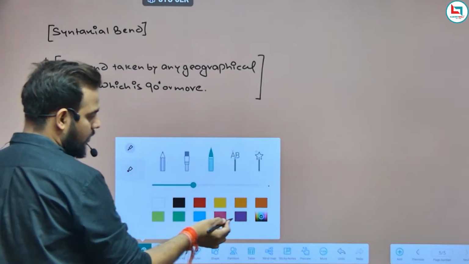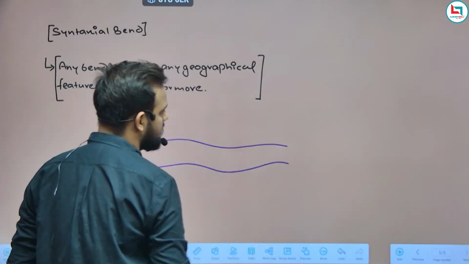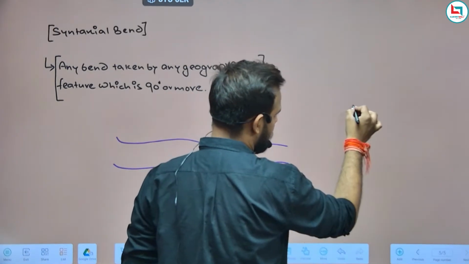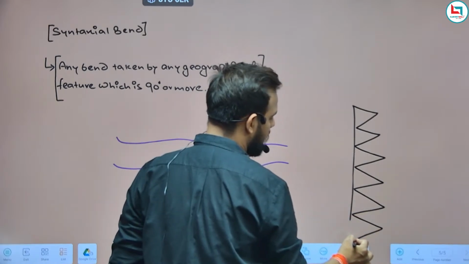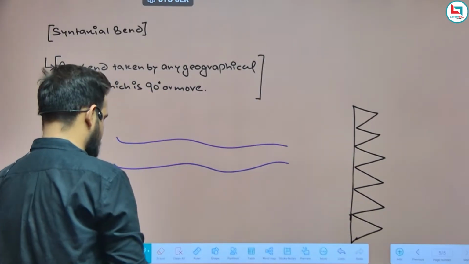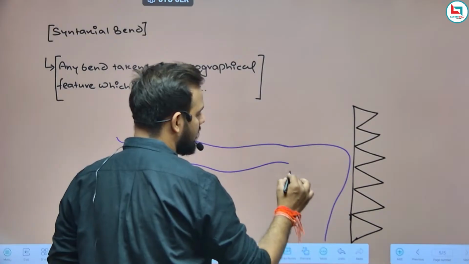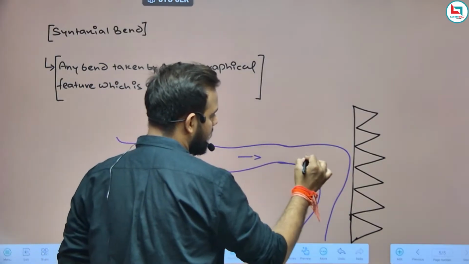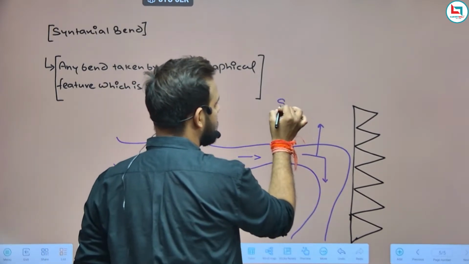Now guys, suppose this is the course of the river. The river is flowing in this direction, and suddenly the river sees that in between its course a mountain range is there. It is not possible for the river to surpass or cross this mountain range. So the river will change its course, and there will be a sudden 90 degree bend in the course of the river, and this 90 degree bend is known as the syntaxial bend. This sharp turn in the course of the river is known as the syntaxial bend.